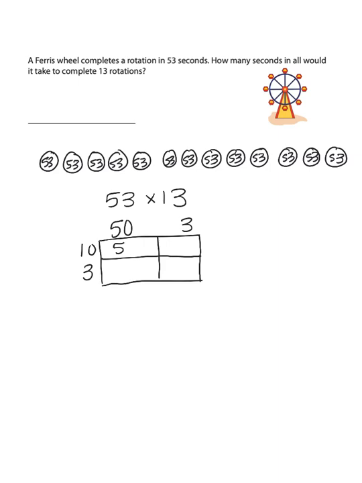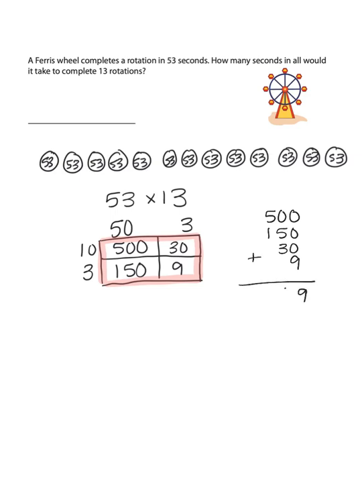50 times 10 is 500. 50 times 3 is 150. 10 times 3 is 30. And 3 times 3 is 9. Now, just like if I had done the distributive property, I need to add the partial products. The numbers inside the box are called partial products. We add them together to get the total product. So my total product is 689.